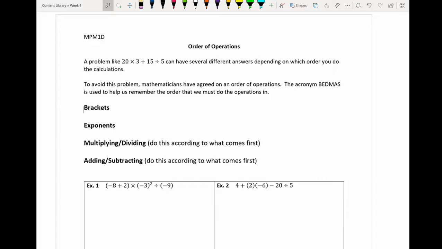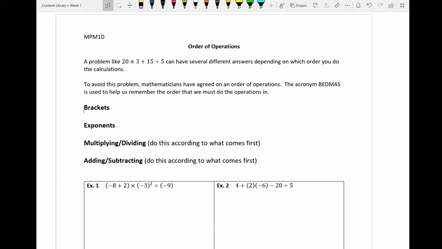So a problem like 20 times 3 plus 15 divided by 5 can have several different answers depending on which order you do the calculations. So you may have seen questions like this. Sometimes they pop up on the internet or on Facebook, and it's like, what answer do you get? And you look in the comments and you see people have multiple answers. The main reason people are getting multiple answers is because they're doing them in different orders.